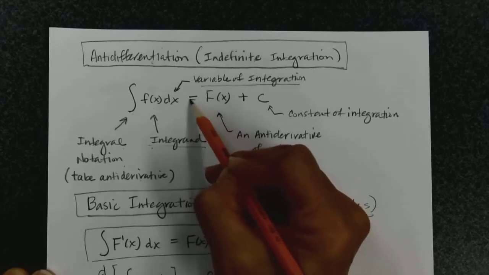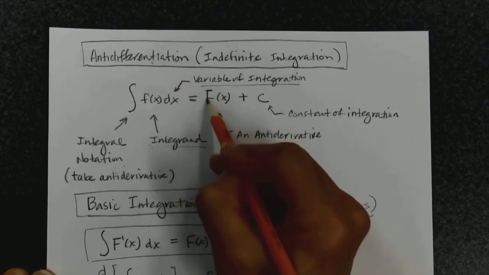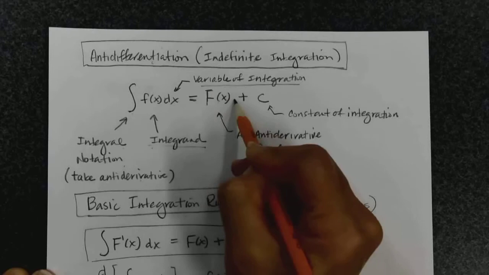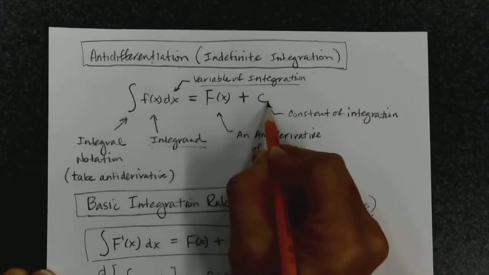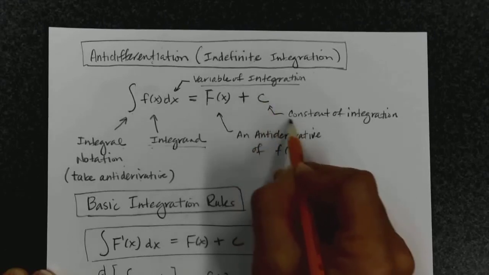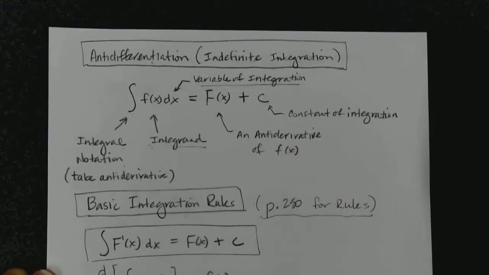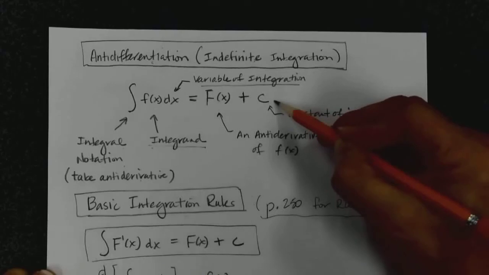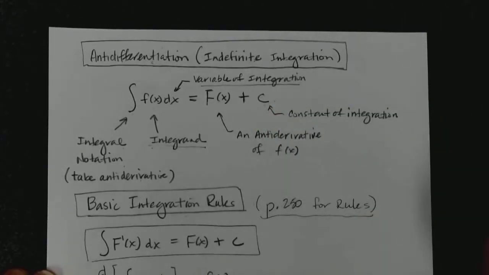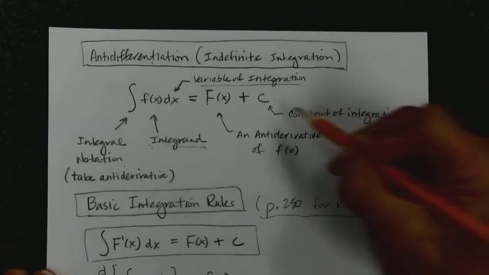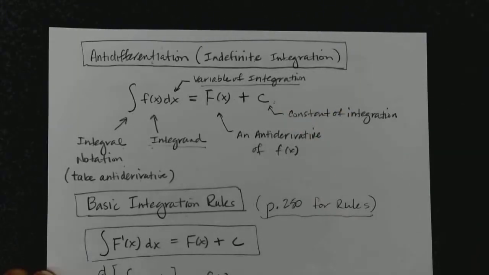Then the answer to that integral will be your capital F of x, because F of x is the antiderivative of f of x, and then plus C. There will always be plus C, the constant of integration, because when you take the derivative of a constant, that derivative becomes 0, so that C goes away. So depending on what your initial condition is, that C will change.